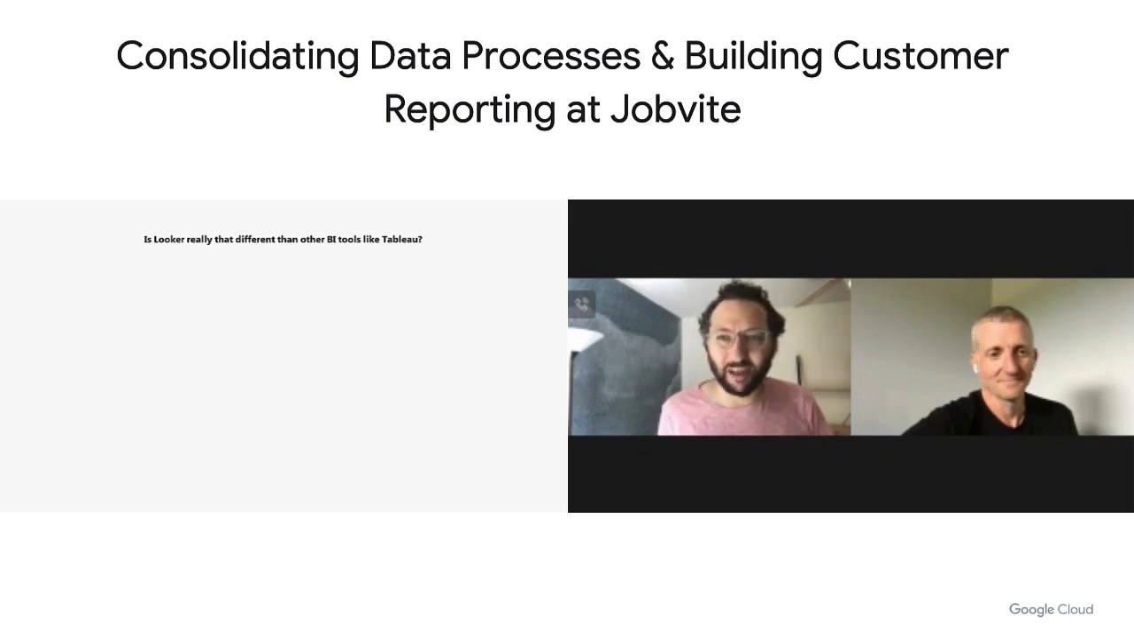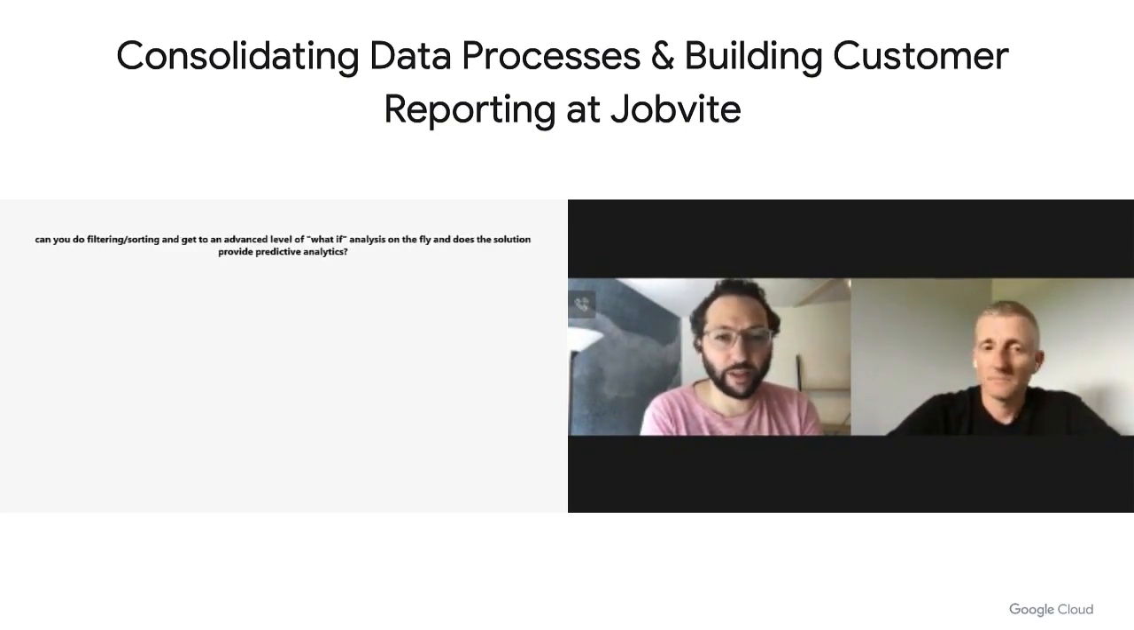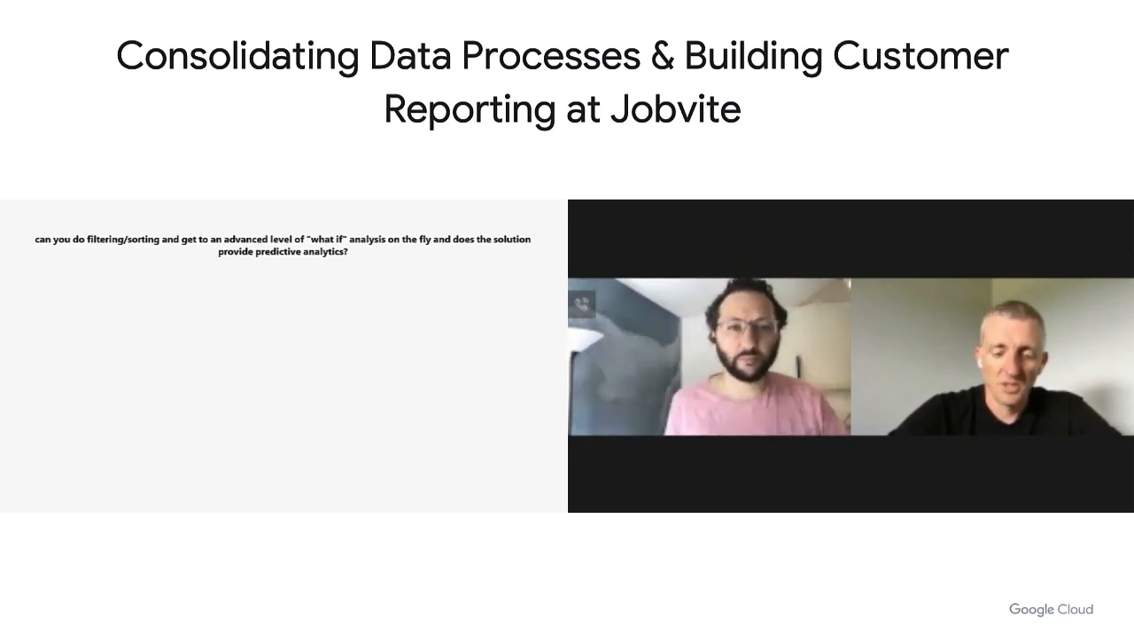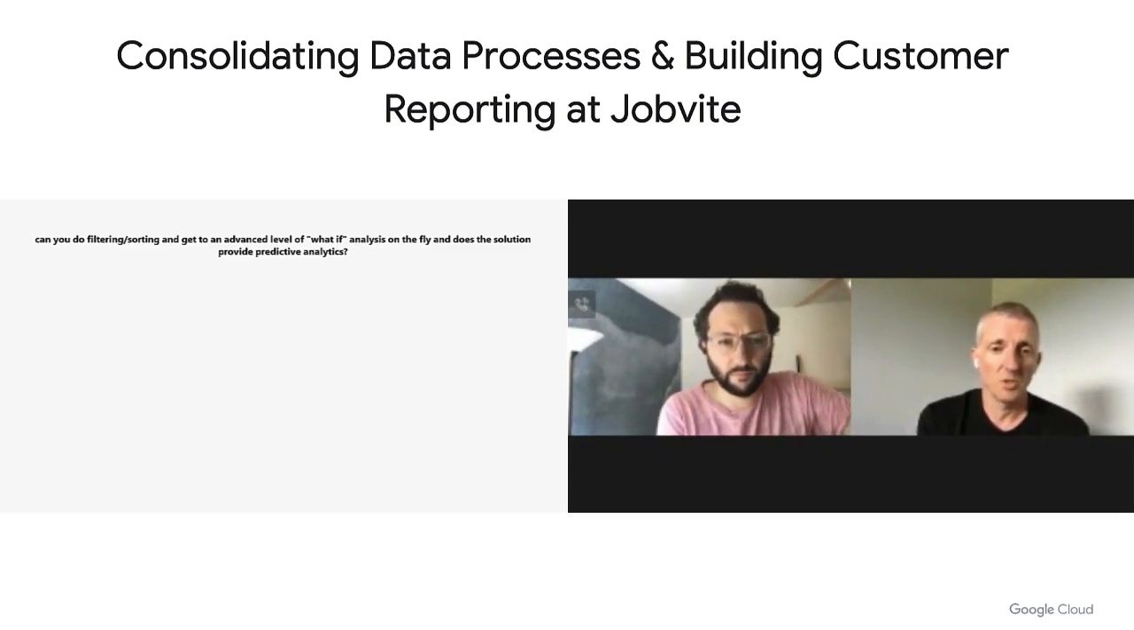So we've got time for one or two more. So a question from Janine: can you do filtering and sorting and get to an advanced level of what-if analysis on the fly? And does your solution, or either Looker or Jobvite's implementation of Looker, provide predictive analytics? Yeah, so filtering and sorting is definitely something that's pretty standard and out of the box. And this can be built into pre-built reports, as well as allowing the users to build their own filtering.